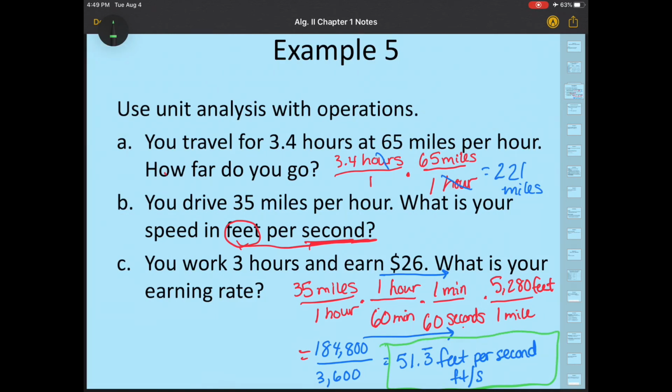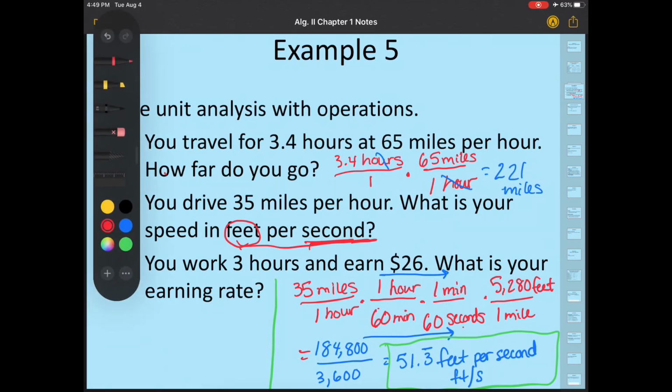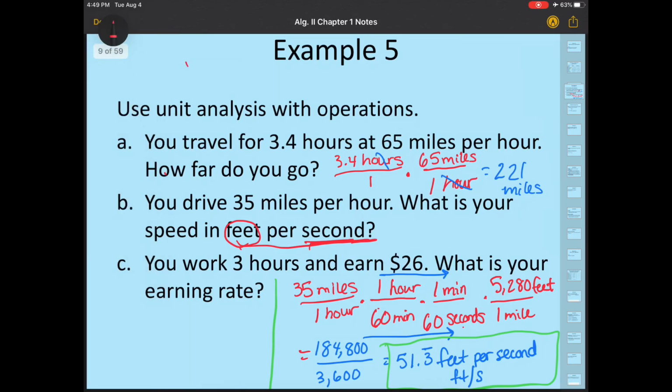And in part C here, we have that you work 3 hours and earn $26. What's going to be your earning rate? So you made $26 in 3 hours. We don't want it in seconds or anything like that. We want to know how much you make in 1 hour. So if I take 26 and divide that by 3, that's just $12 an hour. That's your earning rate.